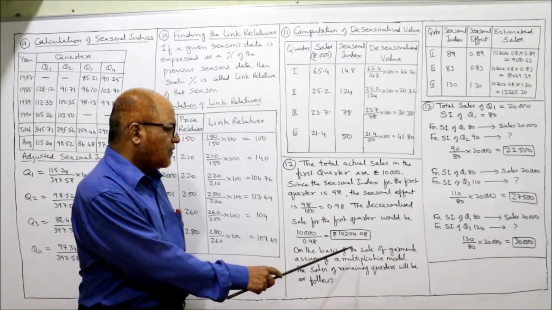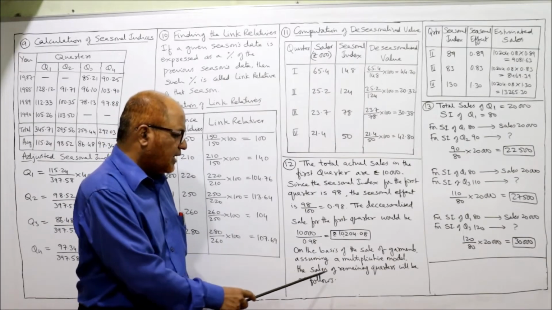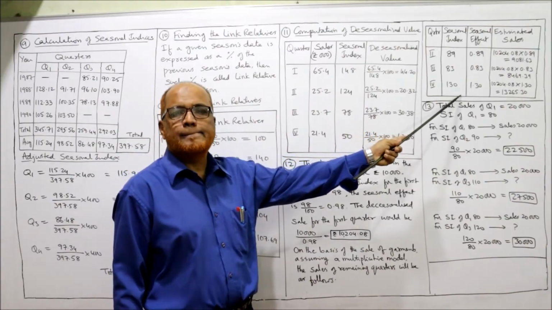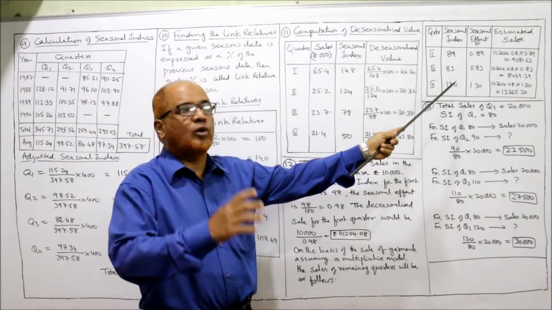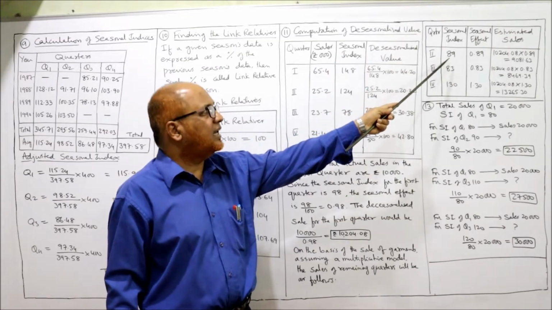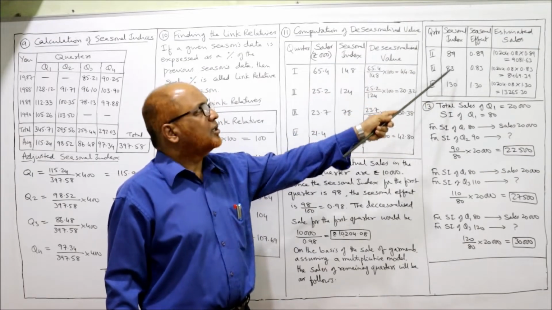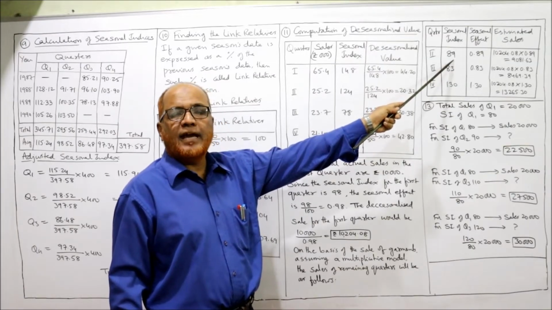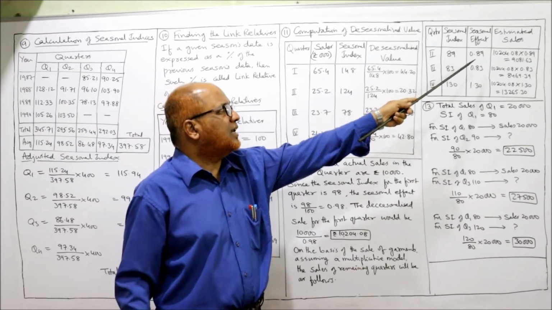On the basis of the sales of garments, assuming a multiplicative model, the sales of the remaining quarters will be calculated as follows. Remaining quarters: second, third, fourth. Seasonal indexes are given: 89, 83, 130. So the seasonal effect will be 89 by 100, 0.89.